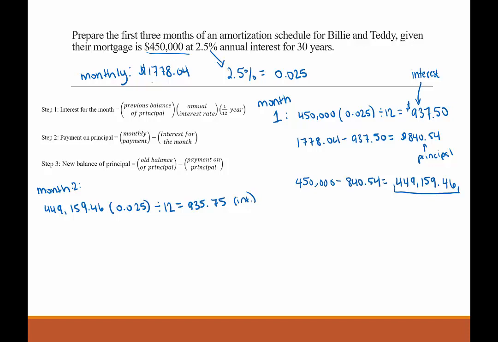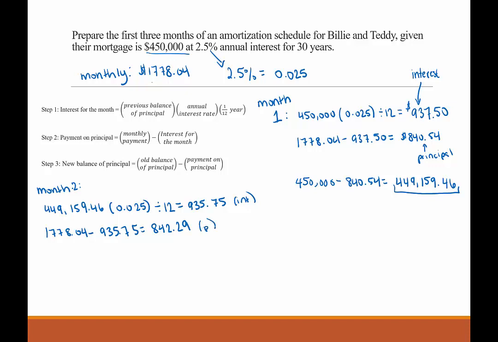Now let's calculate the principal that we're going to pay in month 2. We're going to take that regular monthly payment, $1,778.04, and subtract the interest that we're paying this month. And this month in principal, we're paying $842.29. This is the principal that we're paying this month.